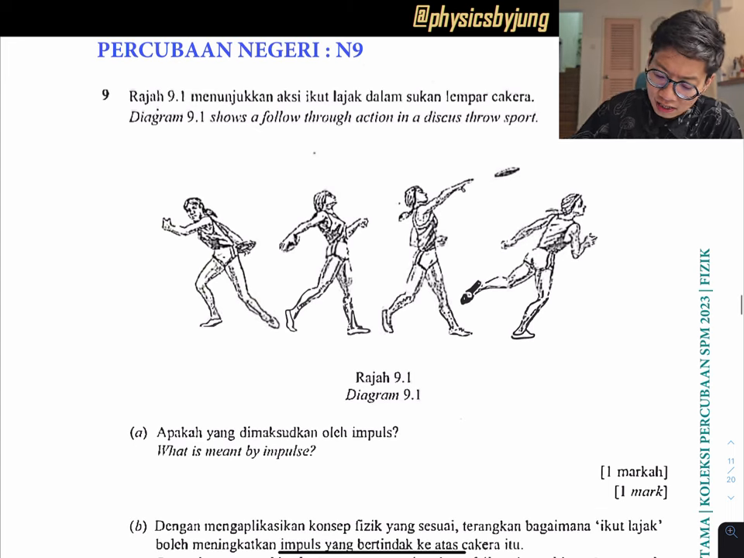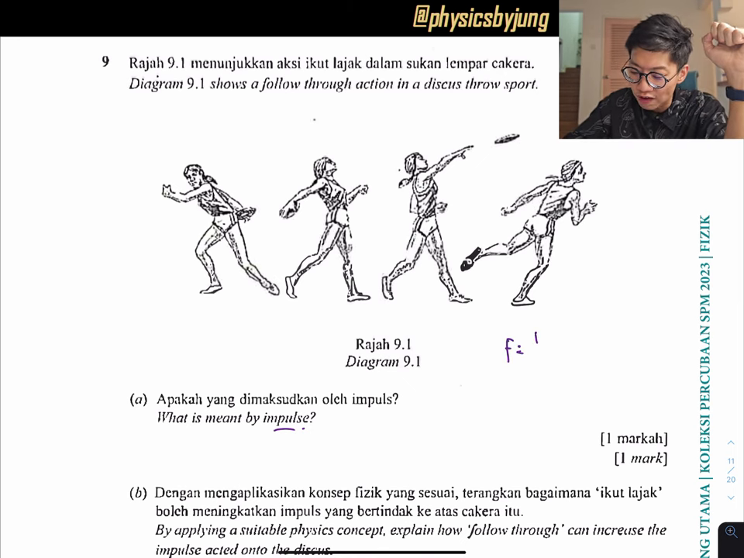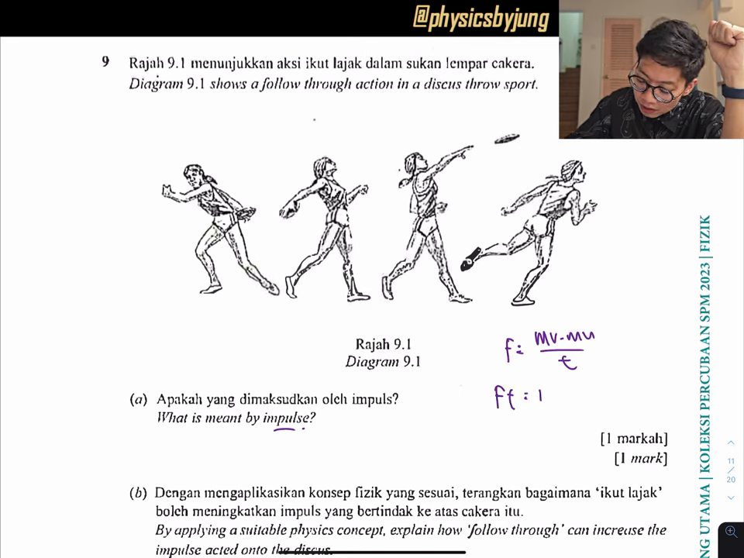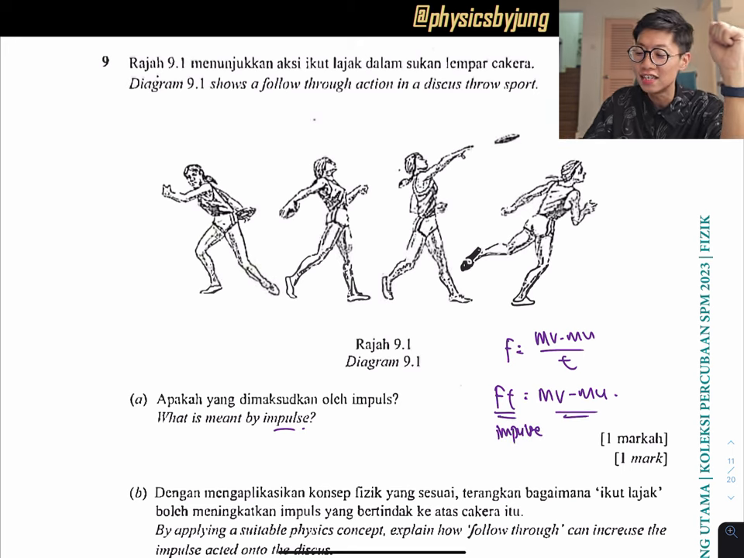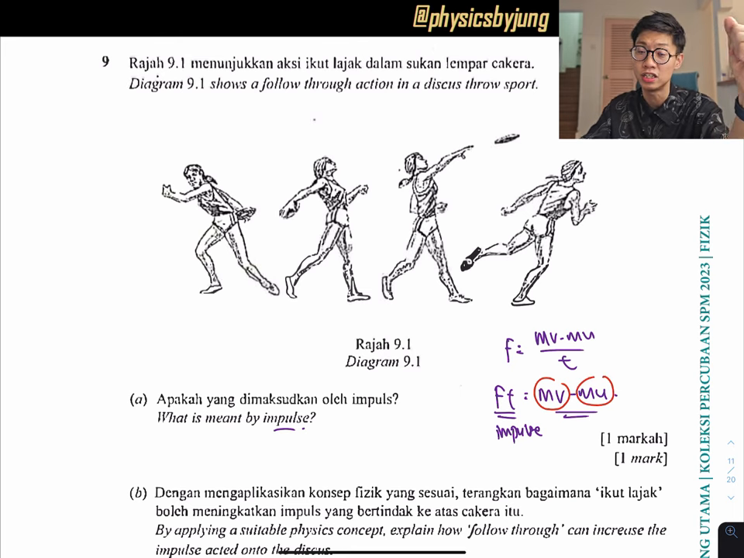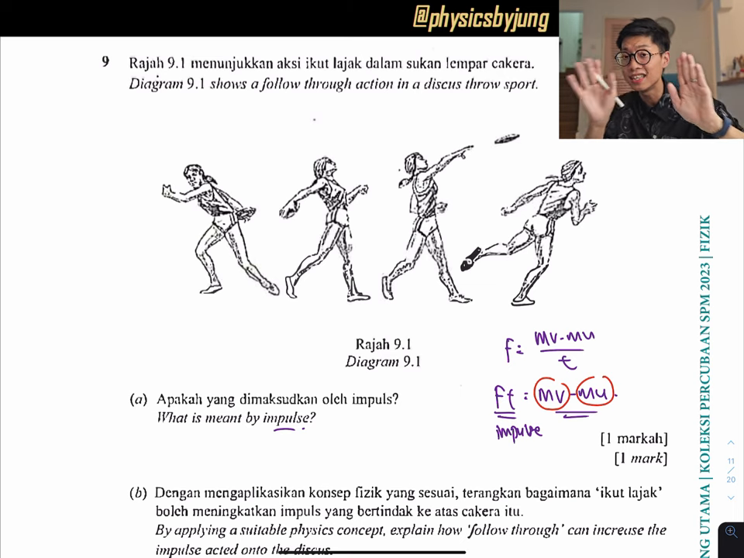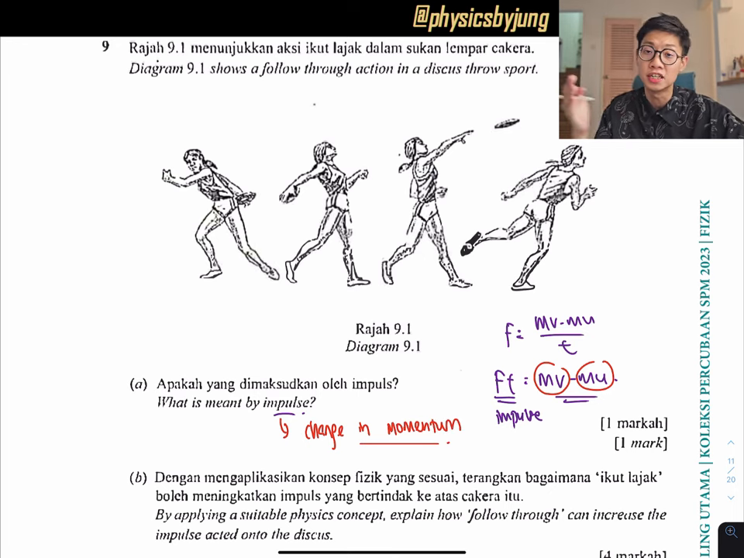So let's start. This is a follow-through action, and what is the meaning of impulse? When we think of impulse, we will always think of F equals mv minus mu over t. Of course, this is impulsive force. If I shift this up, this becomes Ft equals mv minus mu. Therefore, this is our impulse, which is mv minus mu. mv is mass times velocity, mu is mass times initial velocity. When we take mass times velocity minus mass times initial velocity, we are actually subtracting the momentum, correct? So what is meant by impulse? Impulse is known as the change in momentum. Very simple. Impulse is the change in momentum.